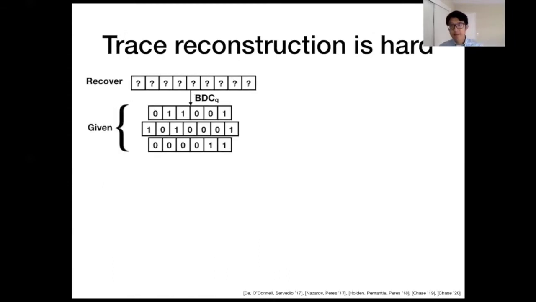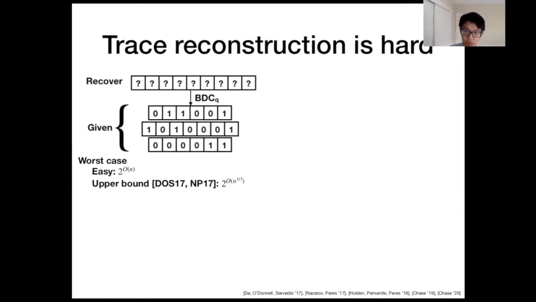So now that we've defined trace reconstruction, I can tell you what's known about worst case and average case trace reconstruction. For worst case reconstruction, there's an easy algorithm, which is you wait until you get a string with no deletions, and then you know your unknown string. Less trivially, the best known upper bound until very recently was that you could do it in 2 to the cube root of n traces. And this works for any deletion probability q.